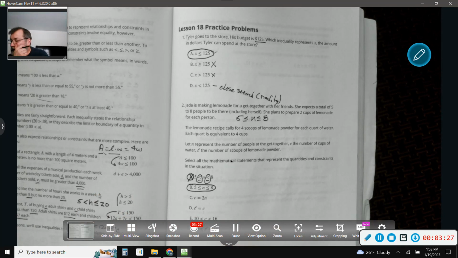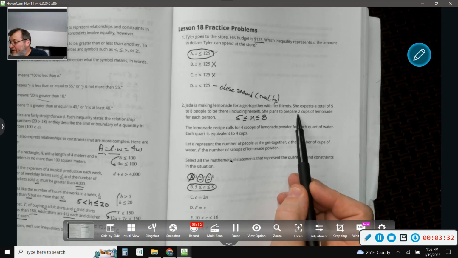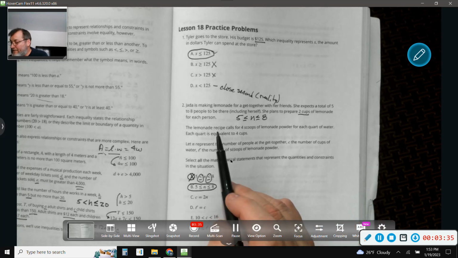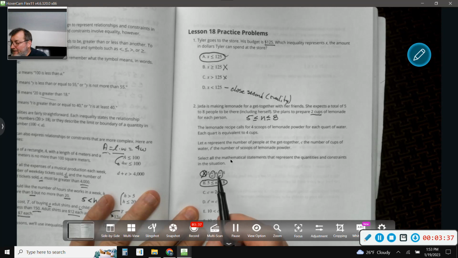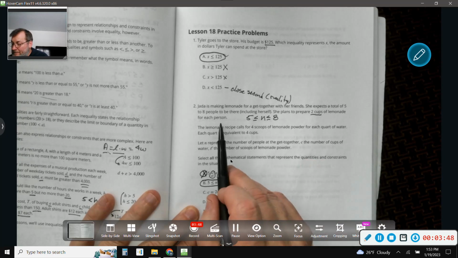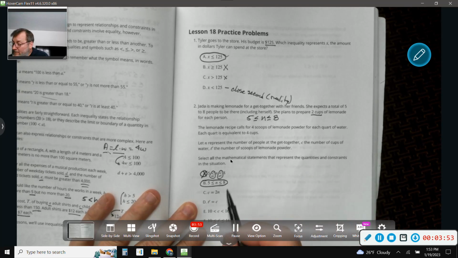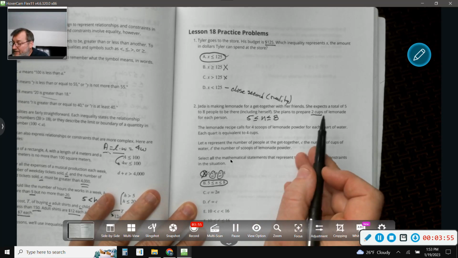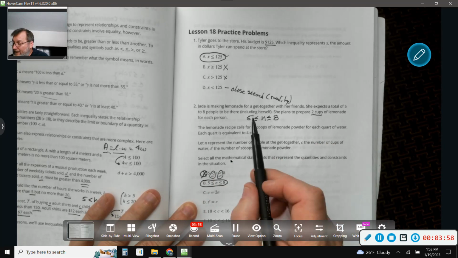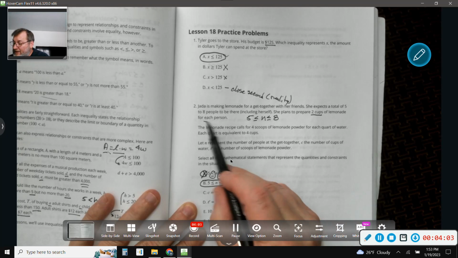Now that you have the number of people that we're dealing with, she plans on making 2 cups of lemonade for each person. So if she took the number of people and multiplied it by 2, that would be the number of cups that she would have. Now, is she going to make exactly that? Well, that's what she plans on doing. She'll make exactly 2. It doesn't say that she expects a range of how many cups of lemonade they're going to have, but we know she's going to make 2 cups for each person.